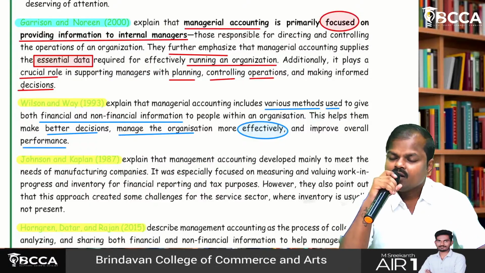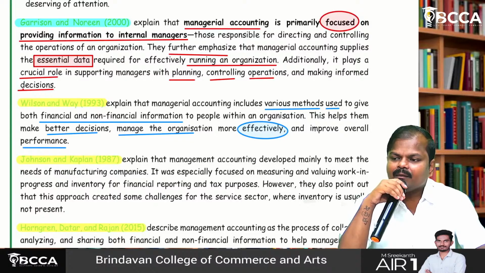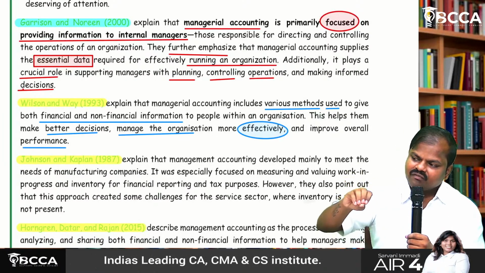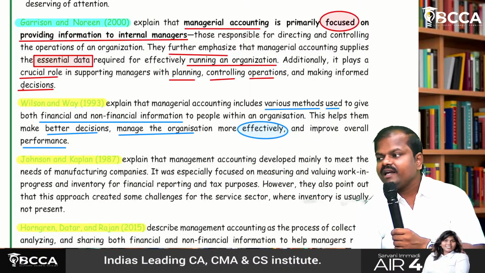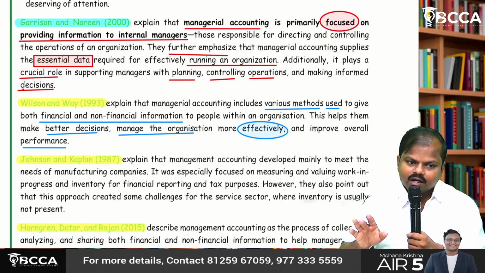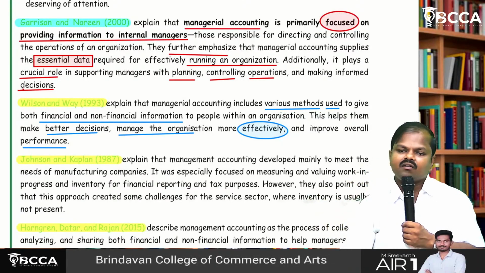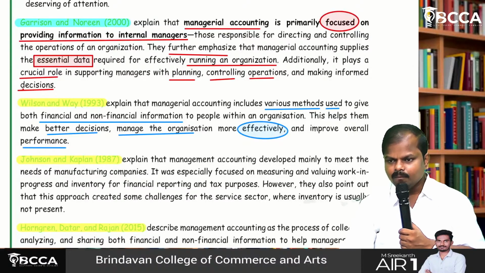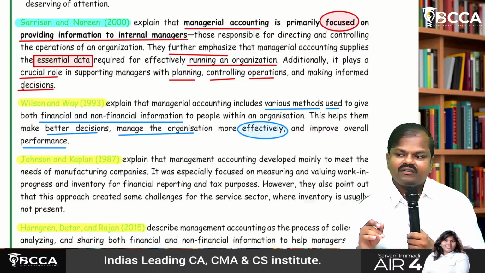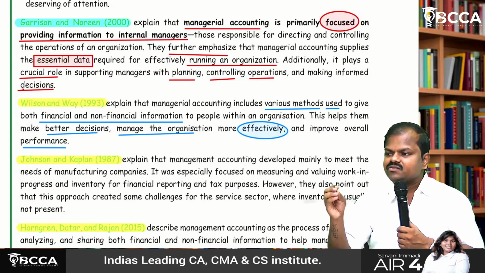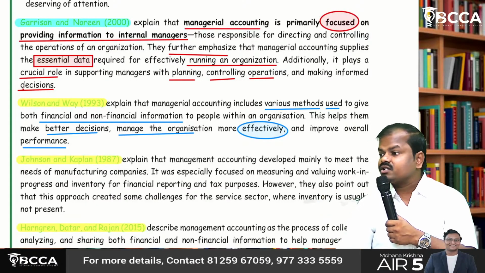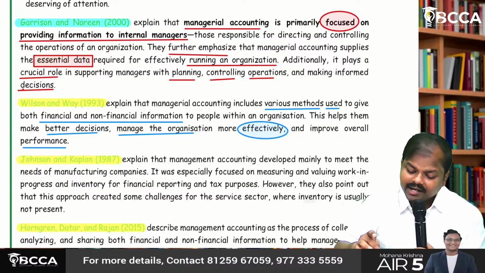Garrison and Noorin told that it is for internal management. According to Wilson and Way, it is a combination of various methodologies, various methods to give both data. Which data? Financial data and non-financial data. For example, what is meant by financial data? What is meant by non-financial data? Financial data means data which can be expressed in monetary terms. Non-financial data means data which can't be expressed in monetary terms.